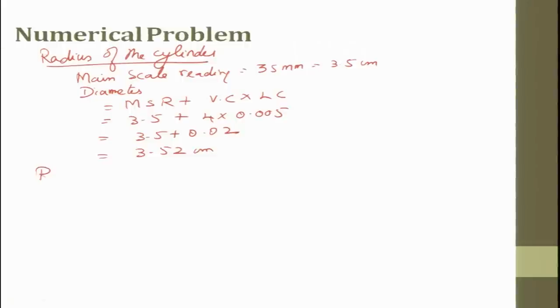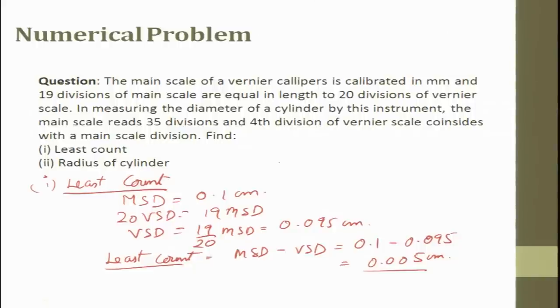So, we are asking for the radius and what you get here is the diameter. So, 3.52 by 2 is 1.76 centimeter. Okay, this is also a very simple problem. Now you see we have given some real-time examples. You measure, see what division you get, and from that you find the least count and also the radius of the cylinder.